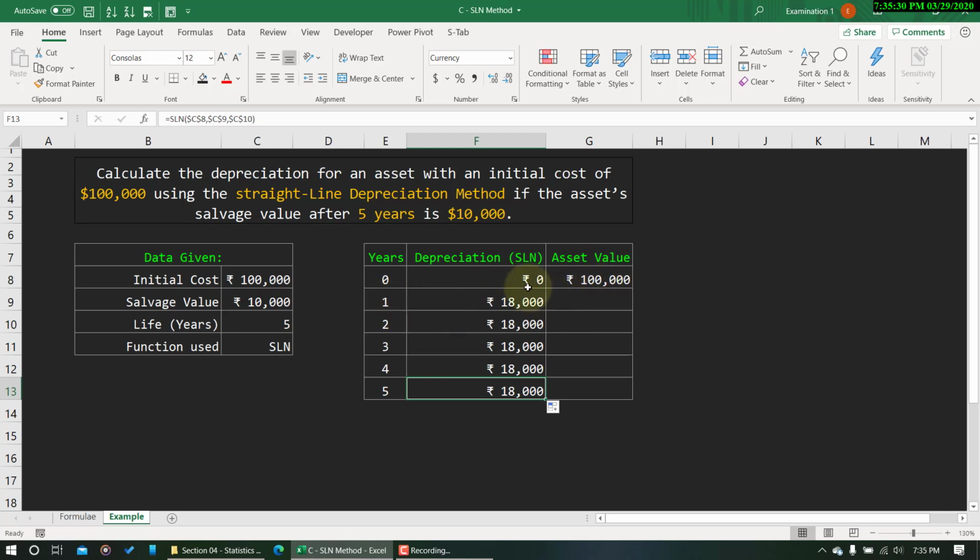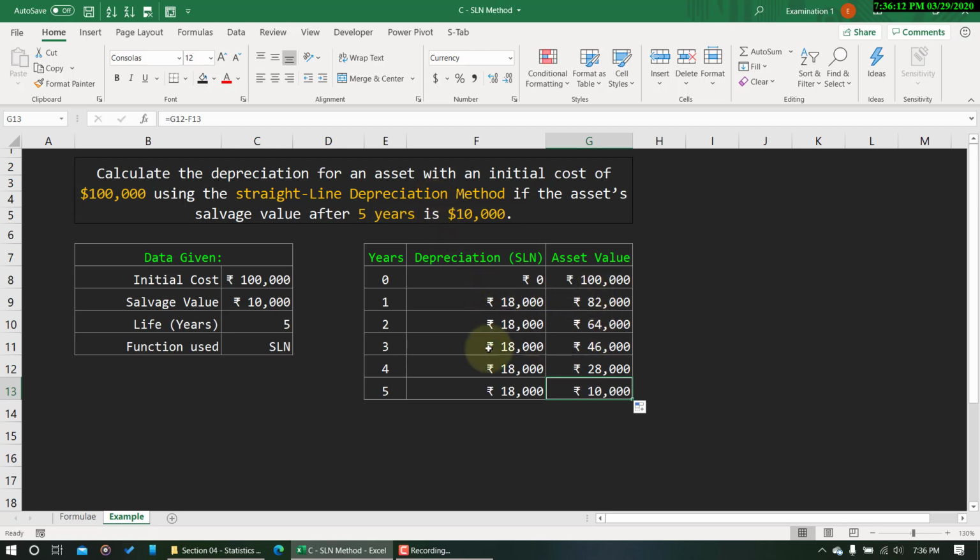Now what it means is that initially the value of the asset was 100,000, and after 1 year the asset was depreciated by 18,000, and the actual asset value after 1 year became the previous asset value minus the depreciation amount, that means 82,000. I'll drag this down, and this is what I have got. In the first year the depreciation amount was 18,000. In the second year the depreciation amount was 18,000 again. And in every year you can see that the depreciation amount was the same, and that is exactly what we mean by straight line, that the depreciation is not going to change year by year.